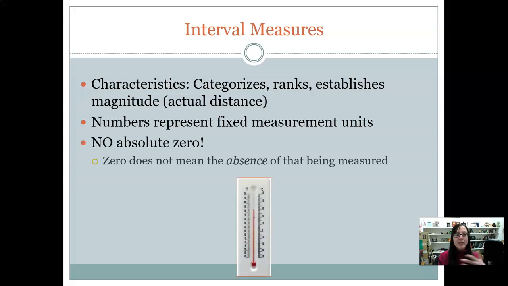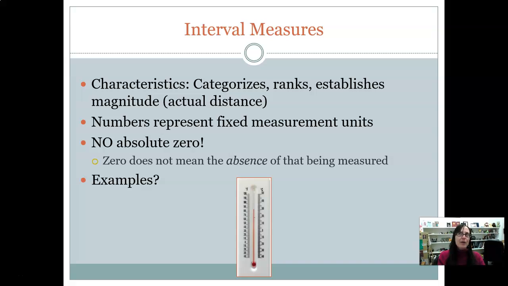that, for example, 20 degrees is 10 degrees hotter than 10 degrees, but it's not twice as hot, because heat doesn't begin at 0, and 0 doesn't mean the absence of temperature. That's the absolute 0. You don't have an absolute 0 in an interval level measure, because an absolute 0 means the absence of that thing being measured. Temperature is a very good example of this because we can add and subtract temperature, and we can say the difference is this many degrees, but 0 doesn't mean there is no temperature. It's just a point on that scale.